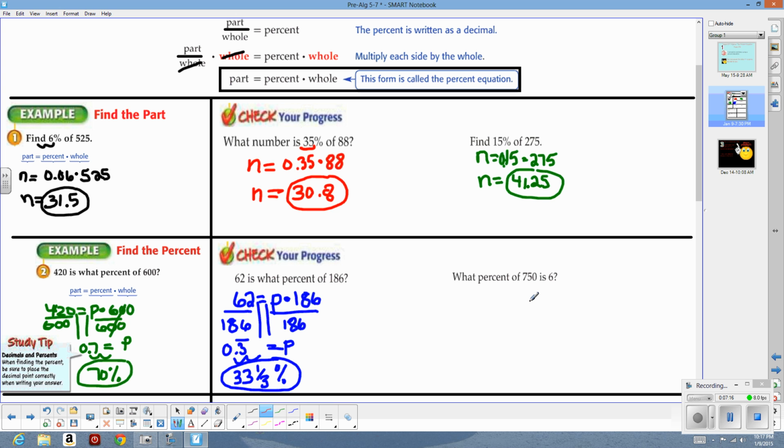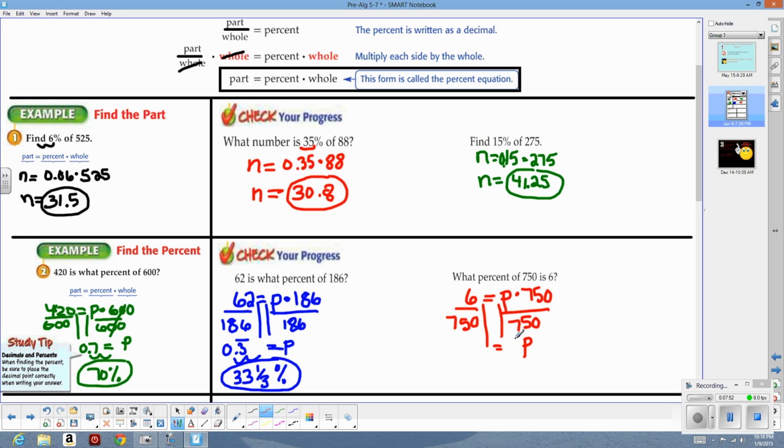All right, what percent of 750 is 6? Well, the part is 6. The percent we don't know, and then the whole is 750 because it says of 750. Now we're going to take and divide both sides by 750. And I'm going to expect a pretty small answer here since the part is only 6 out of 750.